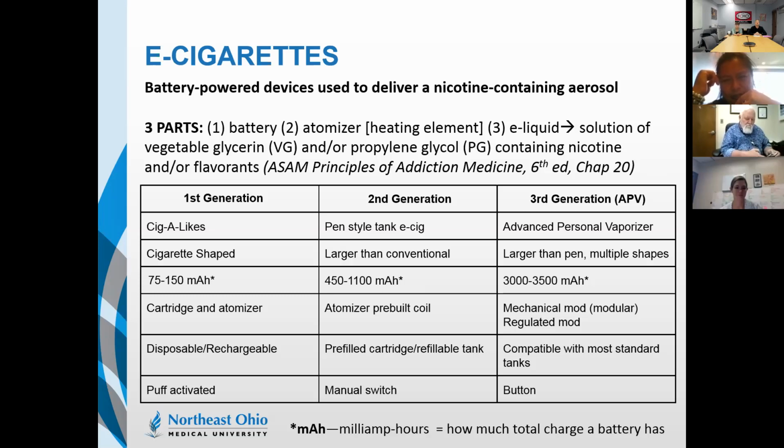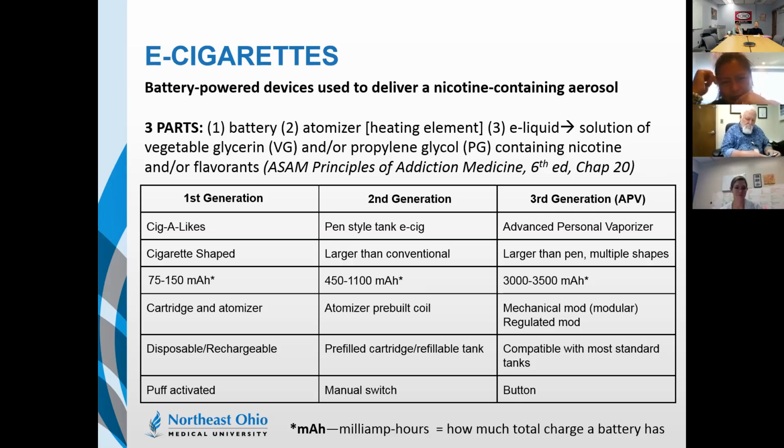The 1st generation is what they call the cigalikes. So they look just like a cigarette, and they have very low battery. So it's a very small battery, and the 75 to 150 mAh is milliamp hours. And so that represents how much total charge the battery has. So the 1st generation one comes with a cartridge and an atomizer. It's either disposable or rechargeable, and the way that you activate it is when you puff on it.